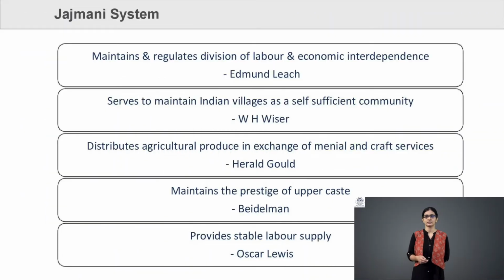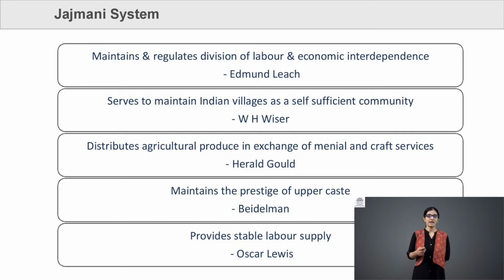And different thinkers have discussed the purpose and objective of the Jajmani system and have had varied thoughts on it. Weiser himself maintained that the Jajmani system actually helped the Indian village become a very self-sufficient community. Edmund Leach talks about how the Jajmani system actually regulates division of labor and brings about a kind of economic interdependence between castes. Oscar Lewis sees it as a system that provides a supply of stable labor.